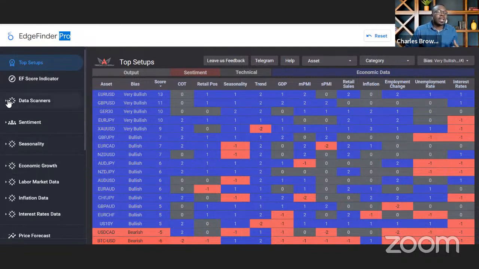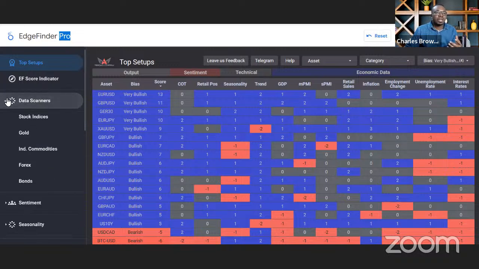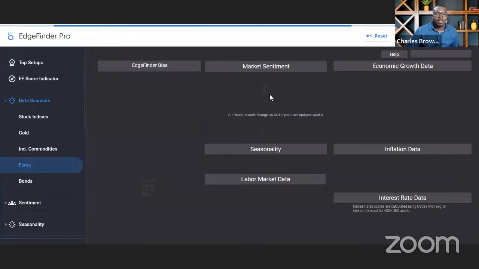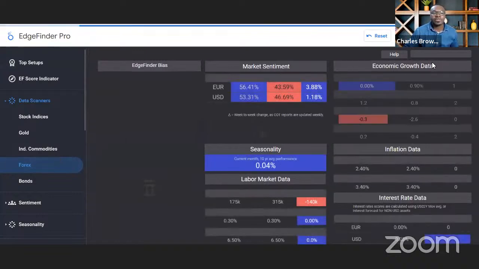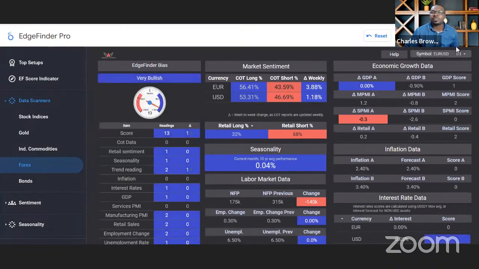Looking at the sentiment, looking at the detailed analysis of this pair. So we'll take the first one, which is EURUSD. These are the details. It's very bullish. So we have the COT data here. Now the COT data tells us that on euro, we have 56% against 43%.